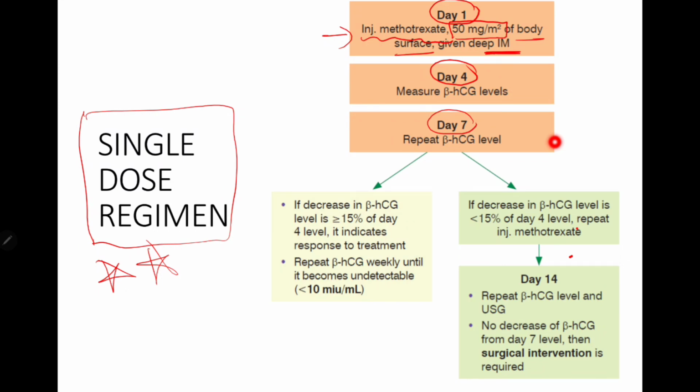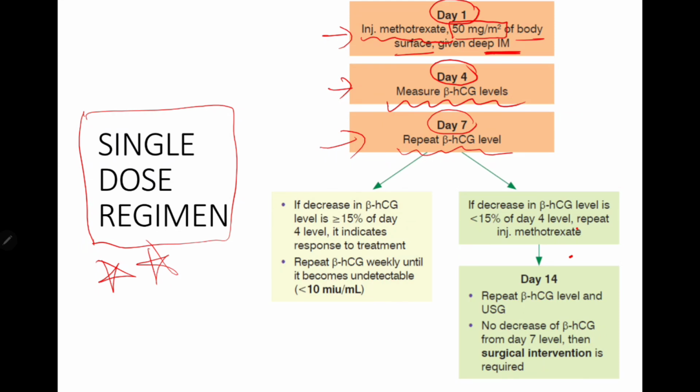Now on day 4 what I will be doing is, I am going to measure beta HCG levels. So on day 4 I will be measuring the beta HCG levels, and on day 7 I am going to repeat beta HCG level. Okay, so on day 4 and day 7 I am just going to measure beta HCG levels.